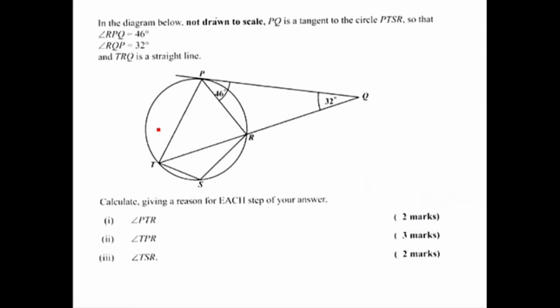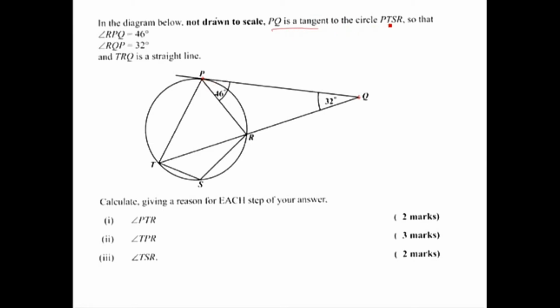Okay, so let's analyze the other information. PQ is a tangent. Make sure we understand that. Point P is right here. Point Q is right there. So this line from P to Q is a tangent, and we can see that because we see the point of tangency right here where this line touches the circle. Okay, so we understand that.